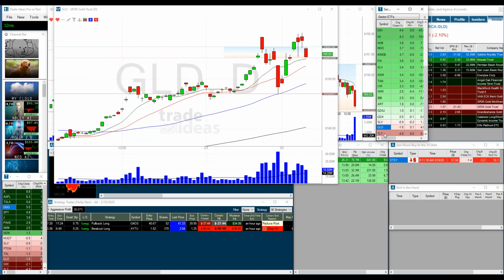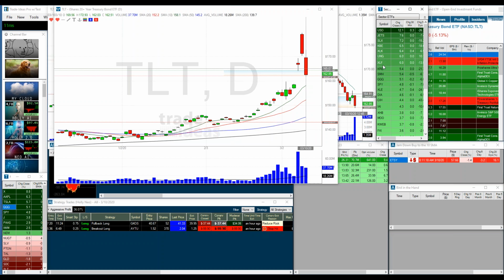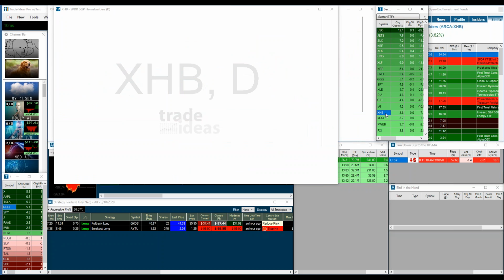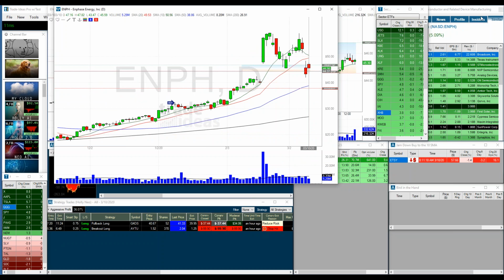Gold and silver are basically hanging out as well. There's just nothing that looks super interesting. TLT got way ahead of itself. The other thing that really stuck out was the home builders, XHB, in my opinion, because of that outside day reversal. They're really enjoying that. Interesting.